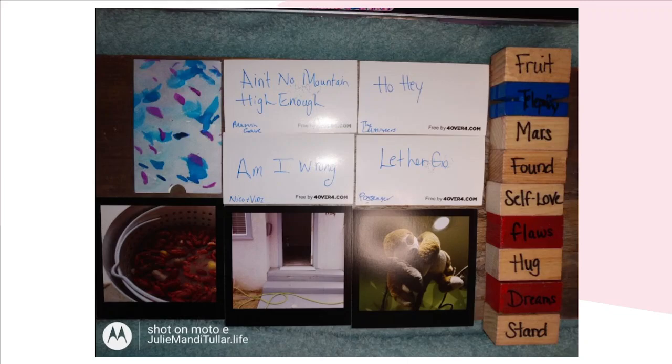And then Am I Wrong is another song about a relationship, and I think this could be more. Am I wrong? The lyrics are kind of saying that. And that's a song that I really like. I actually like all of these songs.